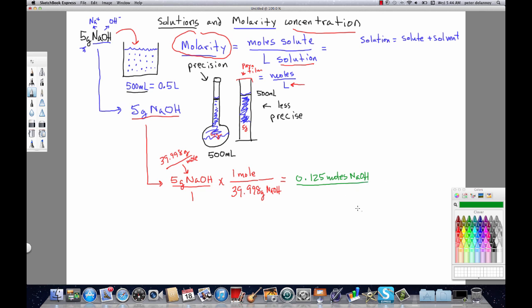All right, and now in order to find the molarity, we need to divide by the volume of the total solution, which is 500 mLs. But remember that the unit in molarity is liters. So 500 mLs in liters is the same thing as taking the 500 mLs and dividing by 1,000 milliliters, and it's equal to 0.5 liters. So we're going to divide this by 0.5 liters, and what we get is a 0.25 molar solution of NaOH.